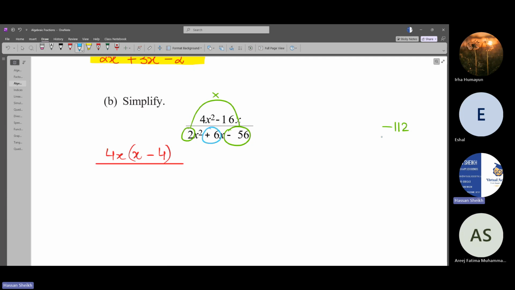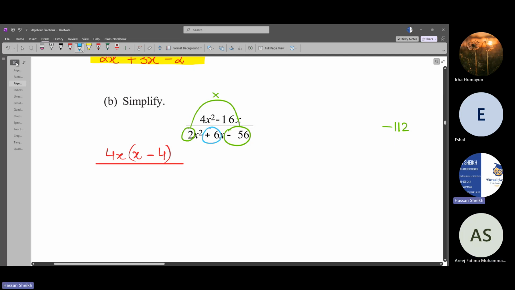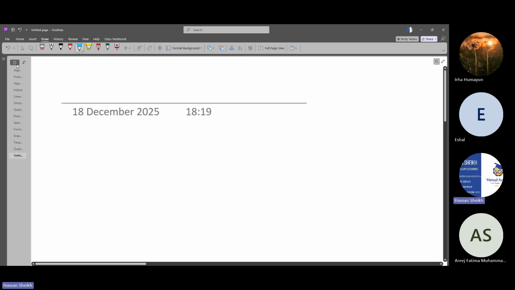And then the second step is we look for the middle value. What is the middle value? Plus 6. Either you call it a middle value or you call it the coefficient of x. Is that a coefficient of x? Yes. So plus 6 is the coefficient of x. So we look for that coefficient.